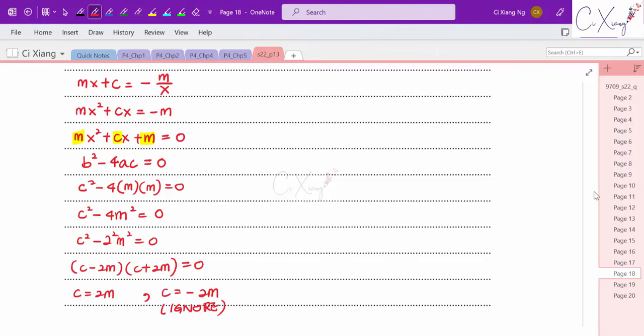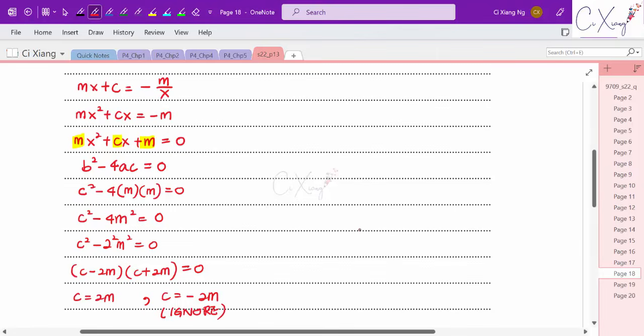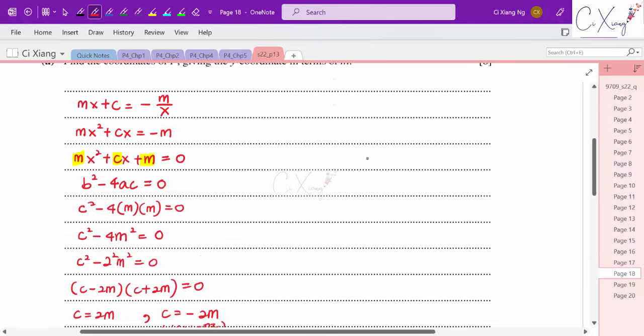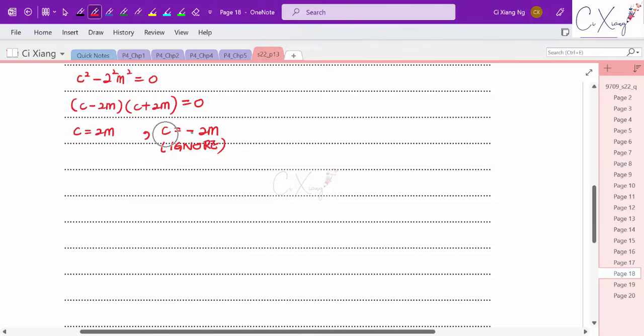We can straight away ignore it, because if you have a look again at the question, they are saying that m and c should be positive constants. If c is positive and m is also positive, then this equation will not be true, because c, a positive value, cannot be equal to a negative value. The negative is here, right? And m is positive, so it is impossible that this positive value equals a negative value. So we ignore this equation. That means this is the equation that we have for now.